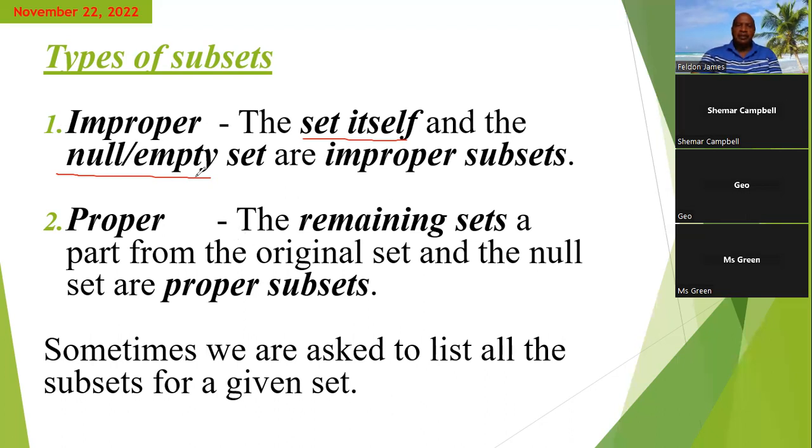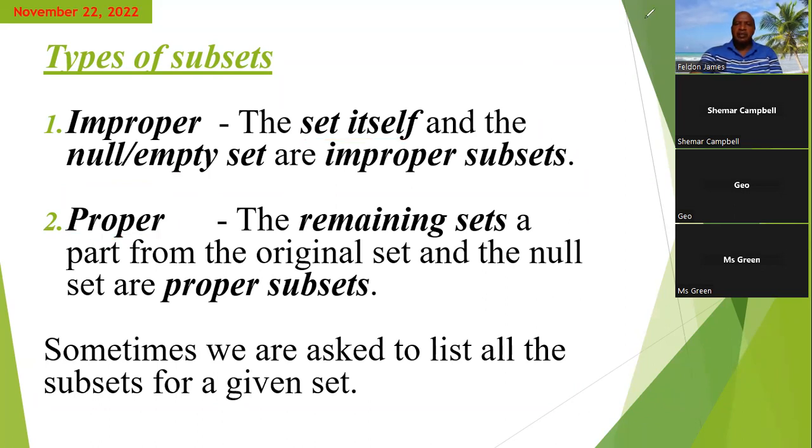So we have the improper subset, which is the set itself, and the null set or empty set. And now we may have what we call proper subsets. Now, all the other sets that we can form apart from the set itself and the empty set, those are all proper subsets. And in a little while, you will probably think about them and see why those are proper, and the set itself and the null set would be improper.